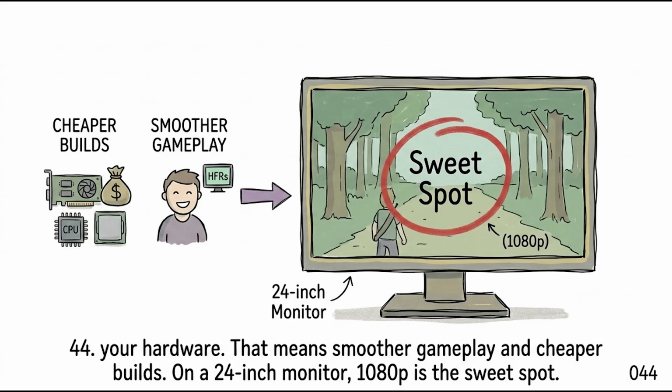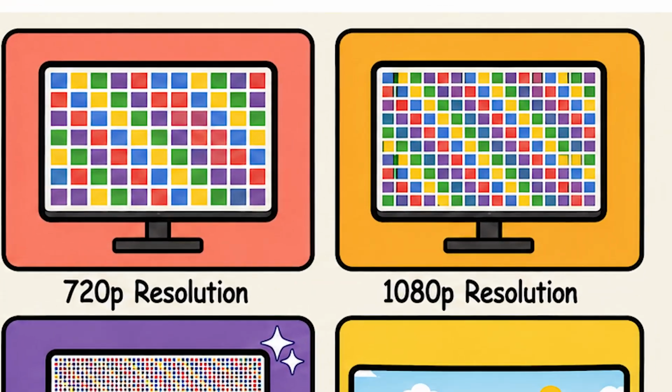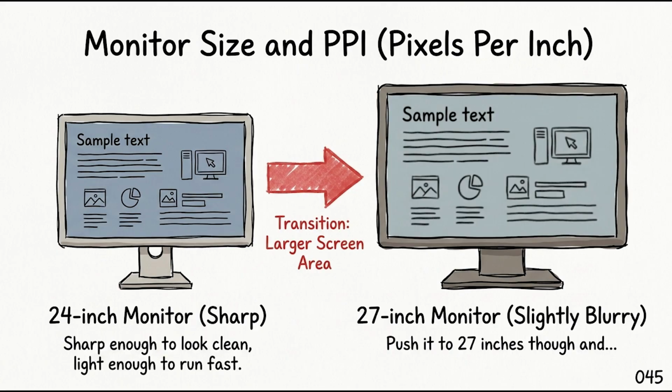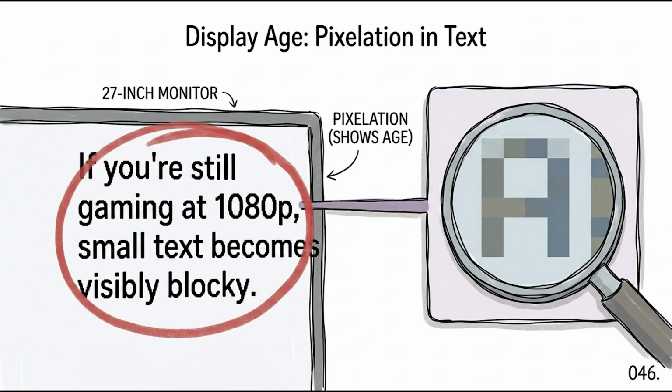On a 24-inch monitor, 1080p is the sweet spot. Sharp enough to look clean, light enough to run fast. Push it to 27 inches though, and you'll start seeing pixels, especially in text.